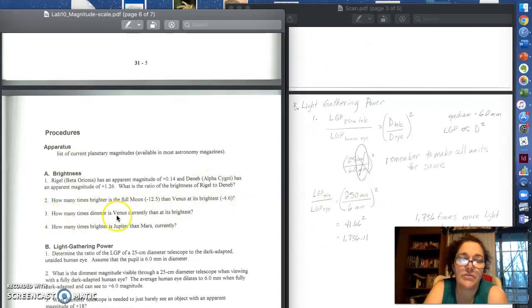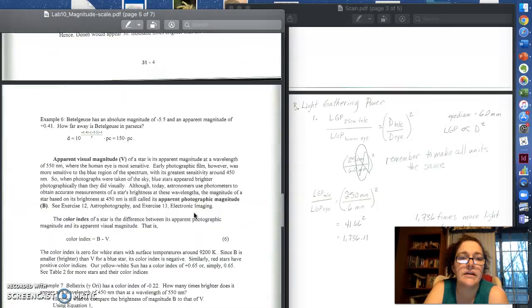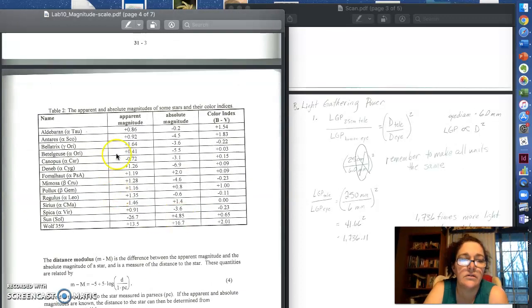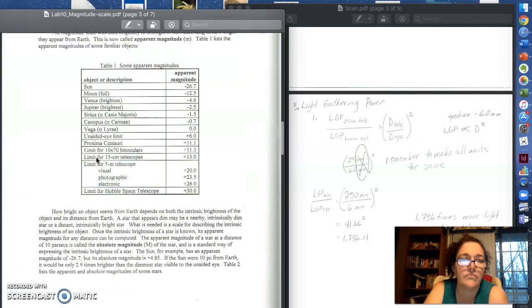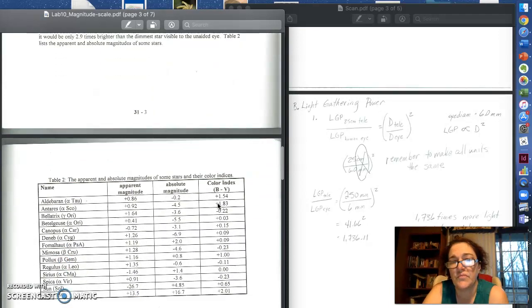And so how many times brighter is Venus currently than at its brightest? We can come up here, and Venus at its brightest, negative 4.6. So you're going to have to go and look up how bright is Venus right now, which is pretty easy. You just type in current magnitude of Venus on a Google search and it will tell you.